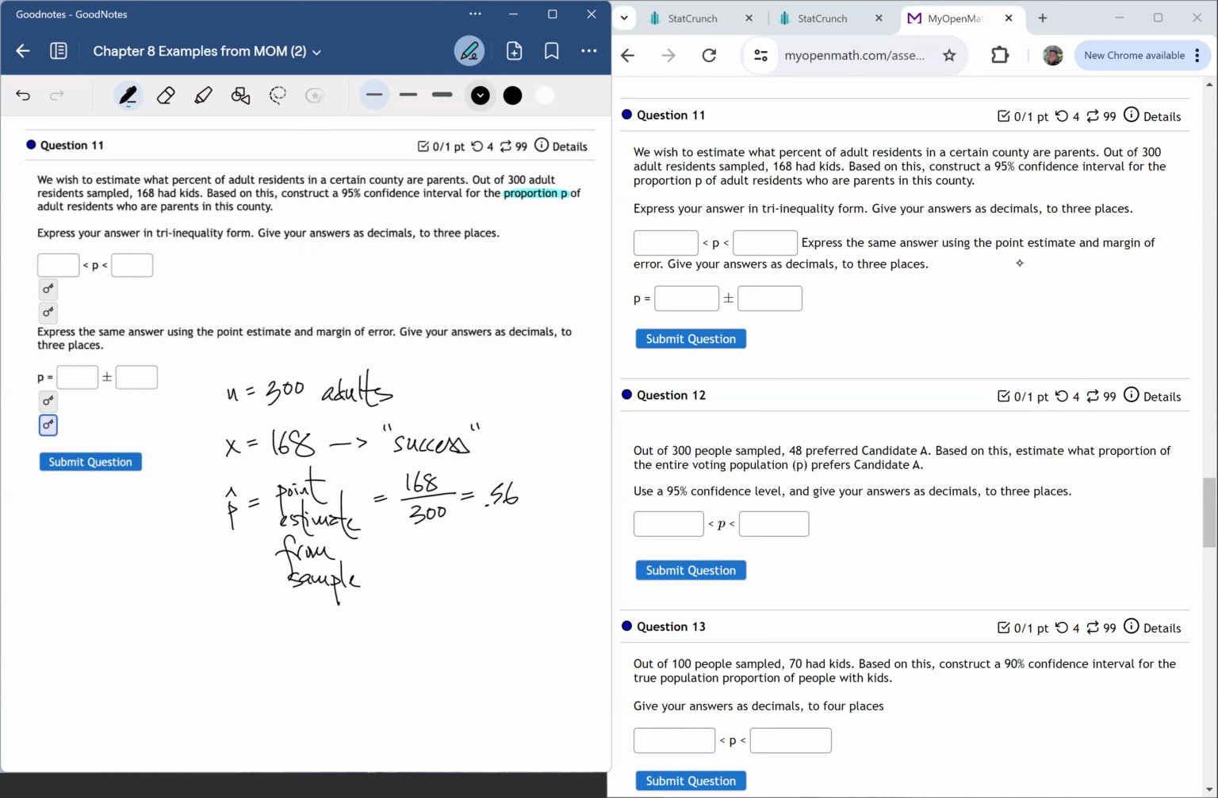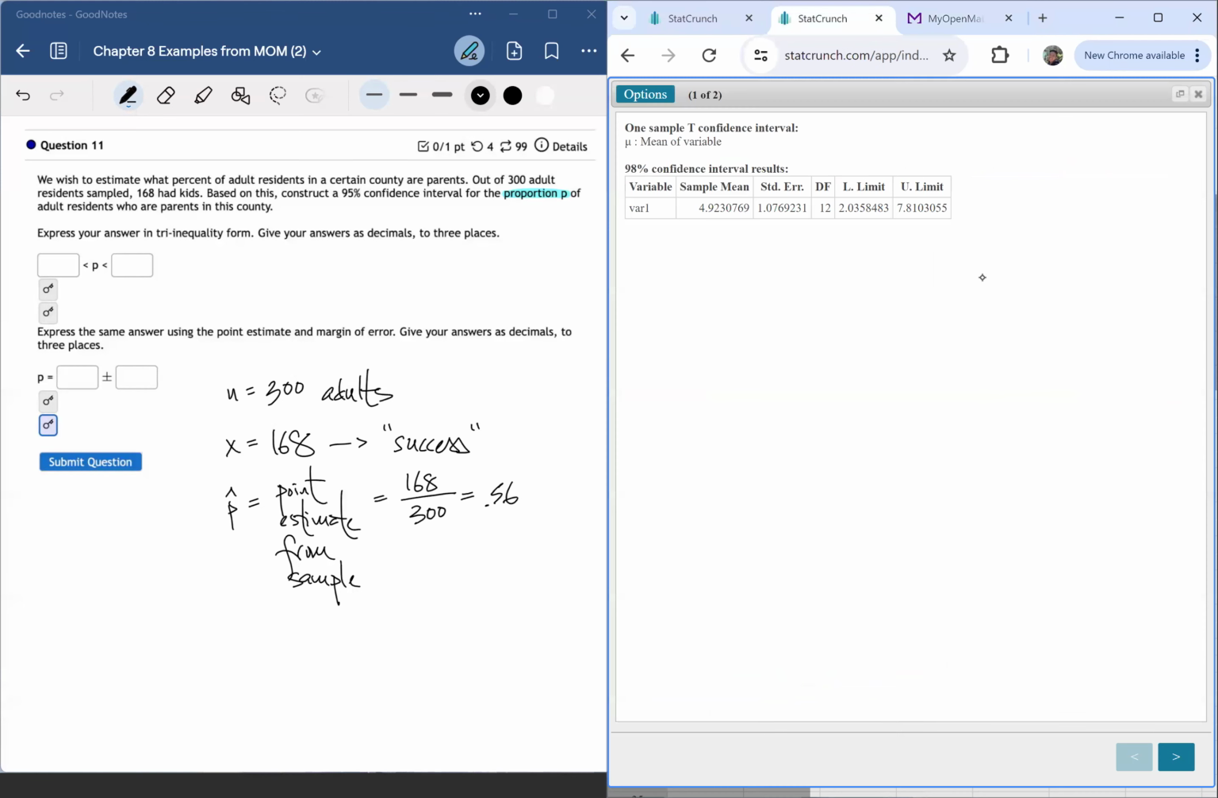Now, remember in all the other ones that we've looked at, for the diagram where we're saying, this is our average, and then we can sort of go out in both directions to find that confidence interval. That's what we're going to be looking at here. So let's go ahead and go over to StatCrunch.